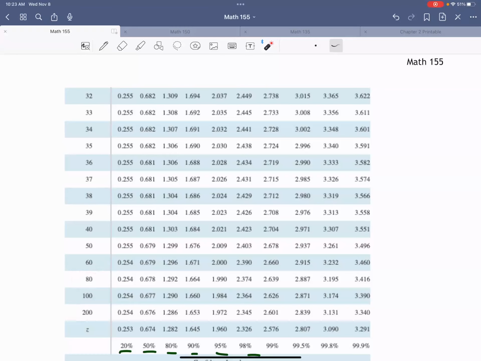So let's do an example. Example number 3 says we have a simple random sample of size 58, so n is 58, drawn from a normal population. We have a 99% confidence interval. So first, let's find our degrees of freedom. How many degrees of freedom do I have?